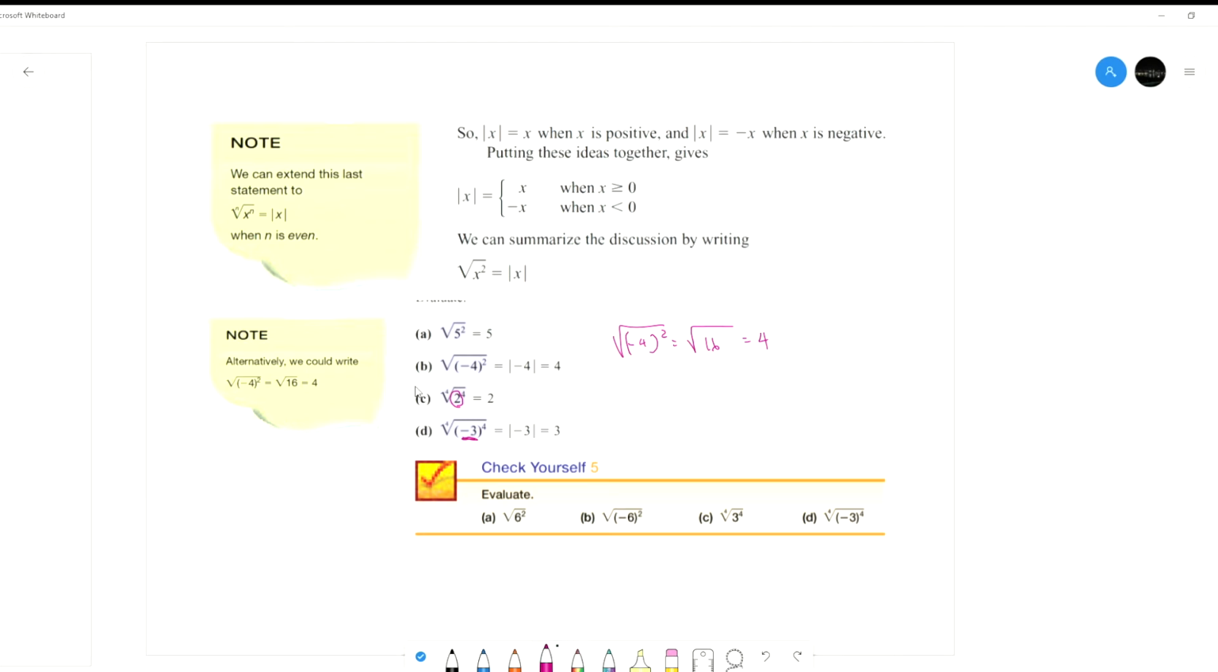Okay, so now let's look at check yourself 5. If you have the square root of 6 squared, right, that's equal to 6, right? For part B, if you have the square root of negative 6 squared, right, then the answer has to be the absolute value of negative 6, which is positive 6. Part C is just 3, and part D is the absolute value of negative 3, which is positive 3.